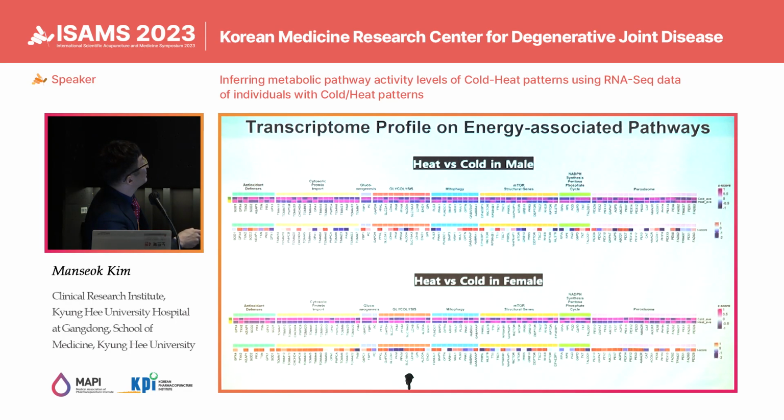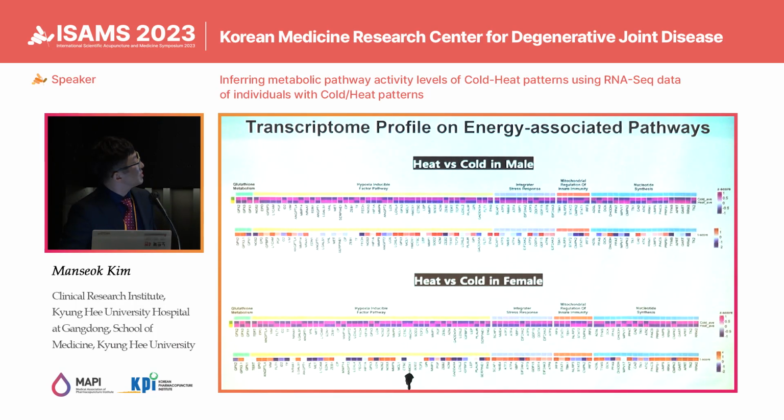And then one more thing, let me talk about antioxidant defenses. If you take a look at this one, it's not 100%, but female with cold pattern has upregulation for antioxidant defenses. And then one more pathway we need to check, stress response. Again, it has upregulation for female with cold pattern. Those two pathways are associated with oxidative stress, which means the female with cold pattern might have more oxidative stress.